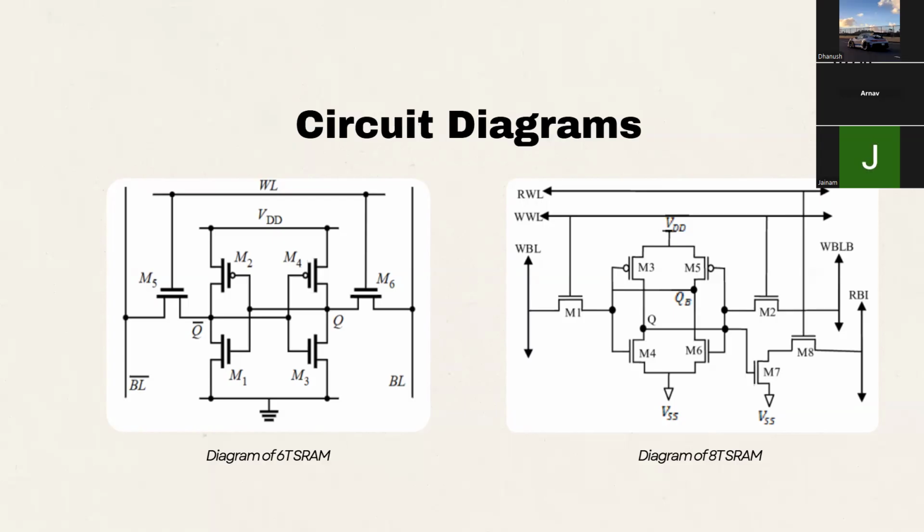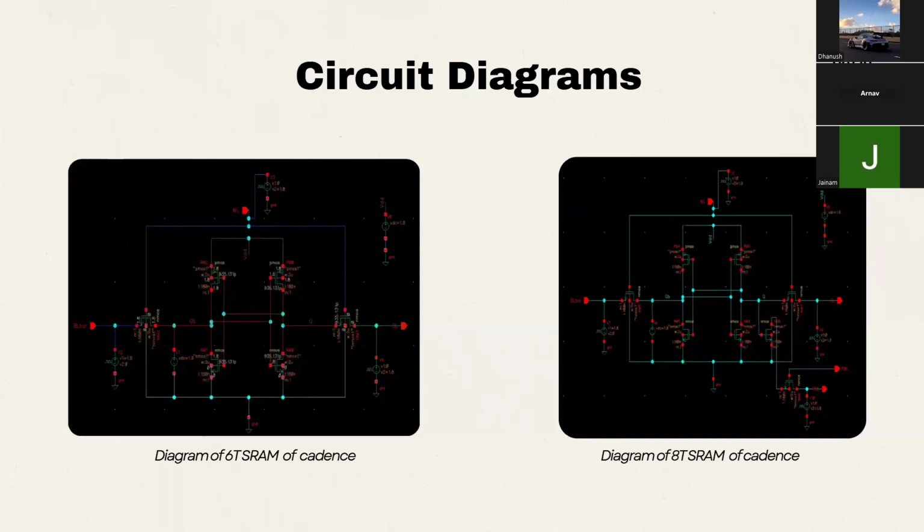In contrast, the 8T SRAM cell adds two additional transistors to form a read buffer. This buffer separates the read path from the storage nodes, which significantly improves read stability. Both designs were implemented in Cadence and their layouts were verified for DRC and LVS to ensure there were no design errors. These circuit and layout diagrams were the foundation for the performance analysis that follows. Now I would like Dhanush to continue for the further slides.